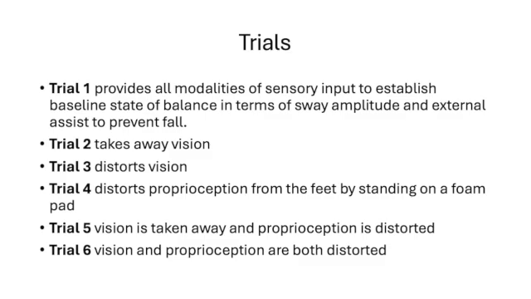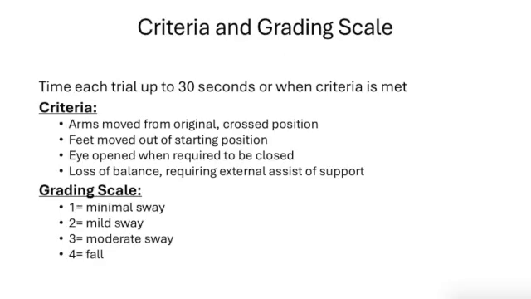This shows what part of sensation is being taken away with each of the trials. This is the criteria and grading scale. If any of these 4 things for the criteria happen, then the time stops.